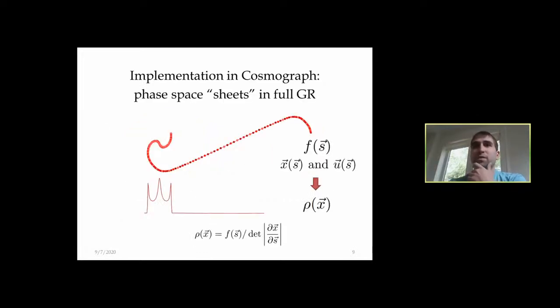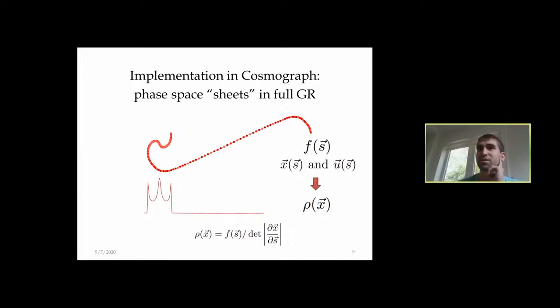All right, so within Cosmograph, in cosmology, we're going to be interested in cold distributions. This means a zero temperature or a thin phase-space sheet, like a three-dimensional surface embedded in my six-dimensional space. What I can do is assign this three-dimensional sheet its own coordinates, and then I can track the position and velocity fields as a function of my coordinate system on this sheet. This gives me a way to solve for my phase-space distribution actually on a grid.